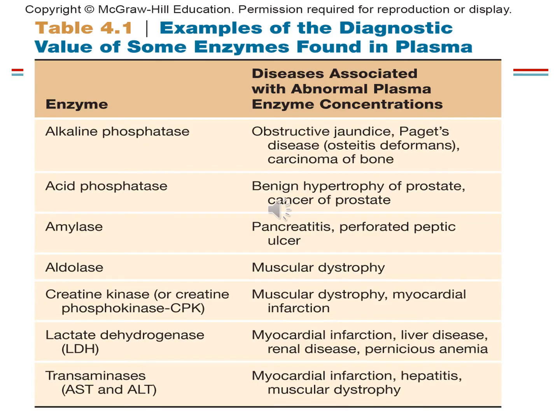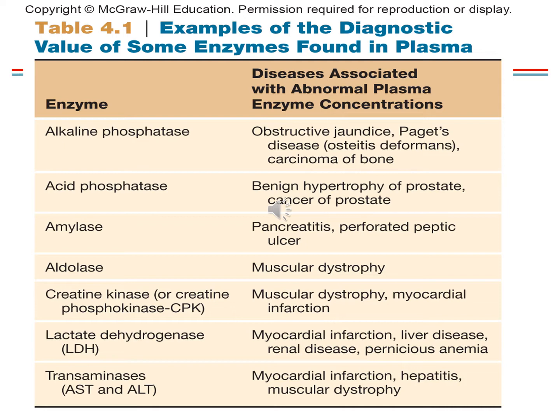For example, acid phosphatase is used to diagnose certain levels of prostate cancer, or the amylase. Amylase is produced mainly by the pancreas and is measured to diagnose pancreatitis or pancreatic cancer, or sometimes a perforated peptic ulcer.